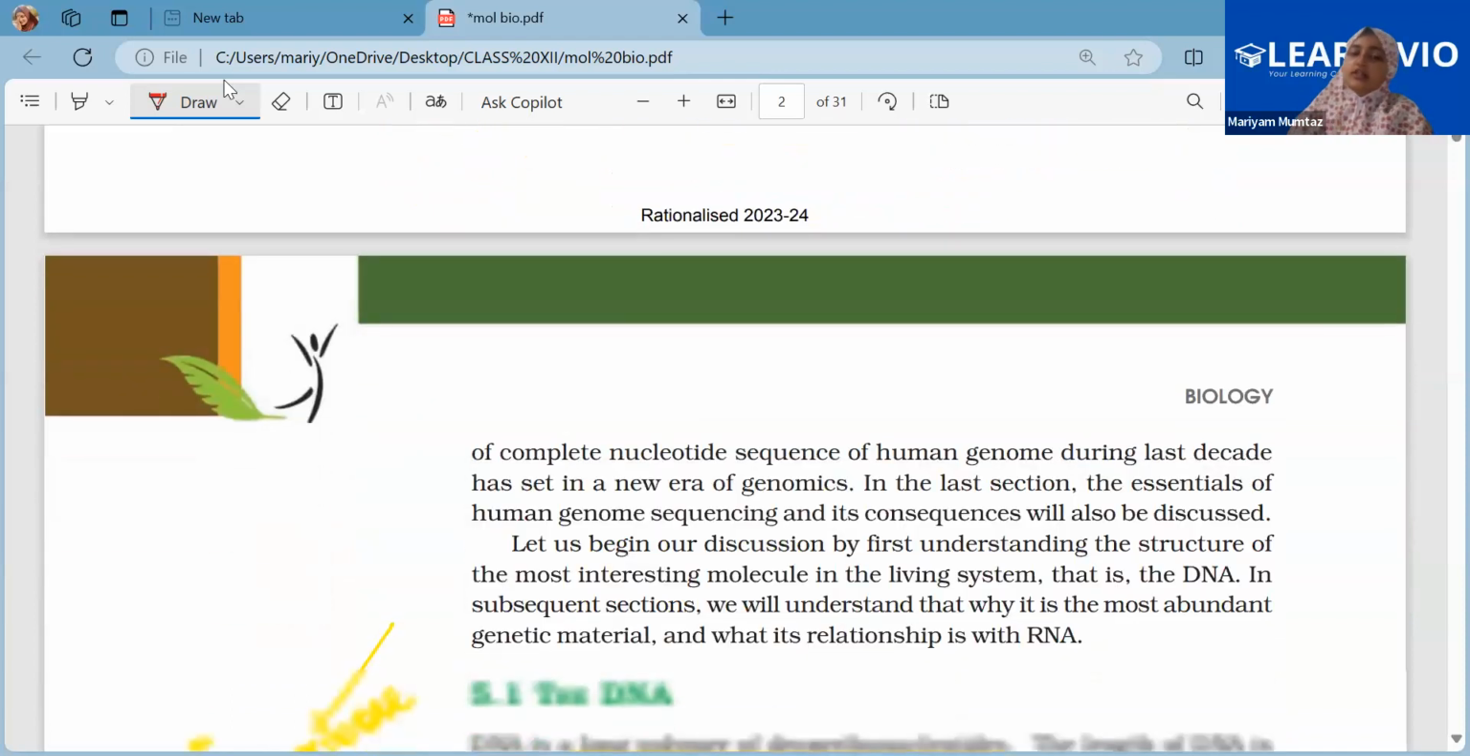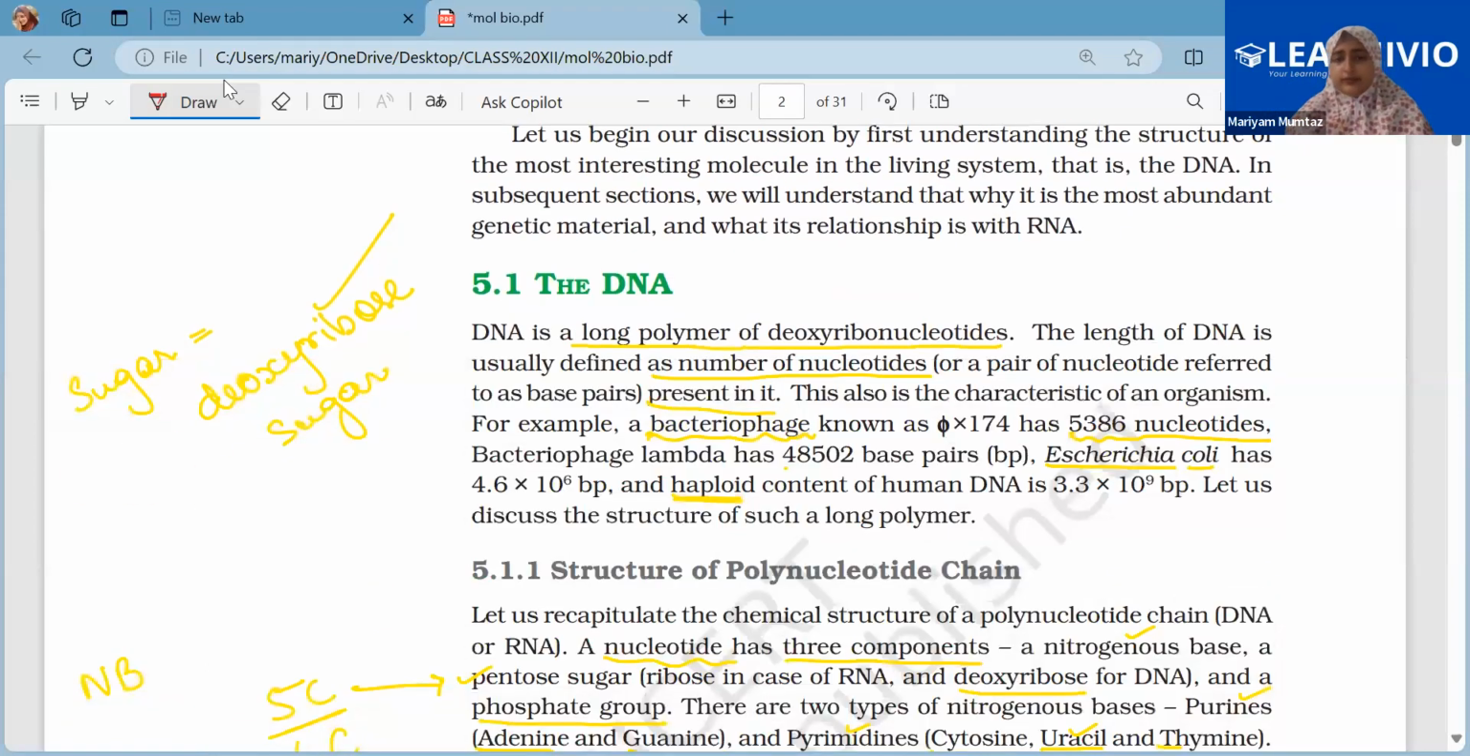Now, the determination of complete nucleotide sequence of human genome during the last decade has set in a new era of genomics. In the last section, the essentials of human genome sequencing, all of these things will be discussed. Now, let's start with the DNA.